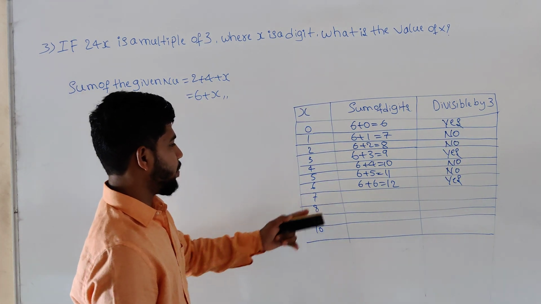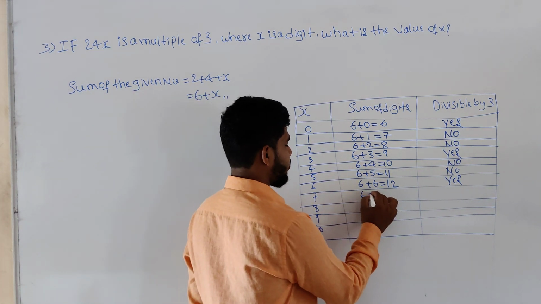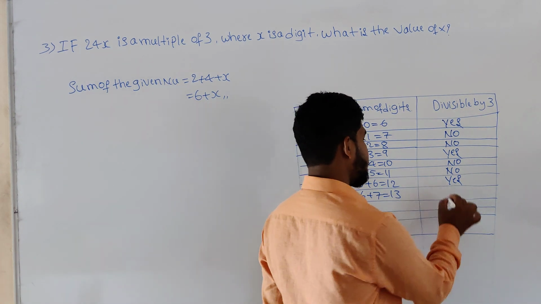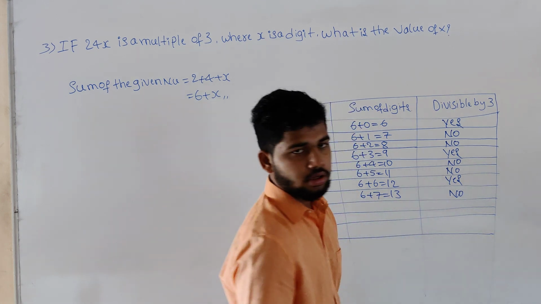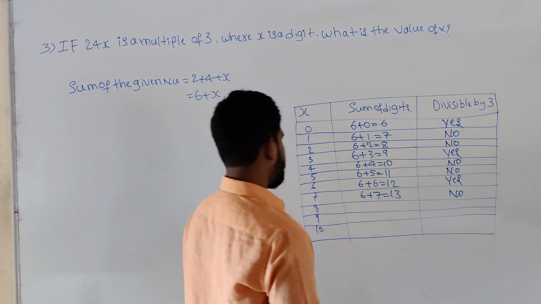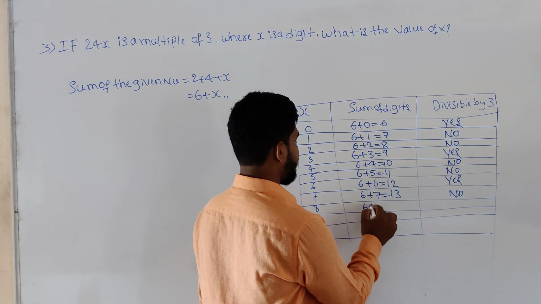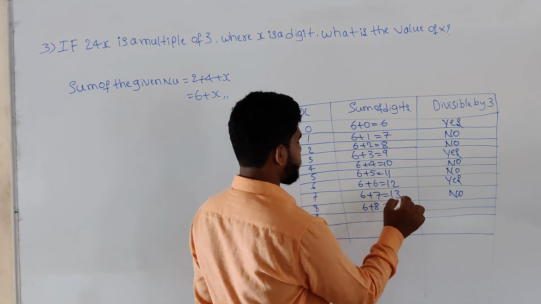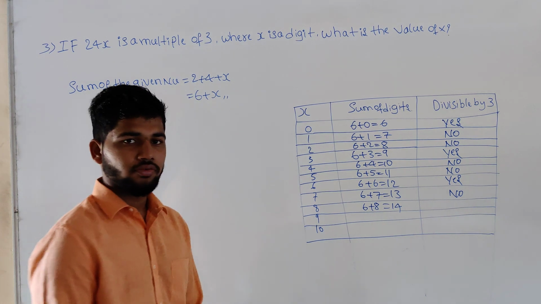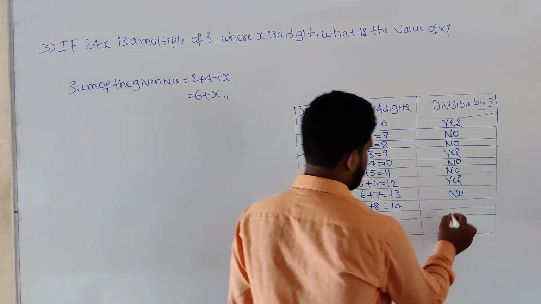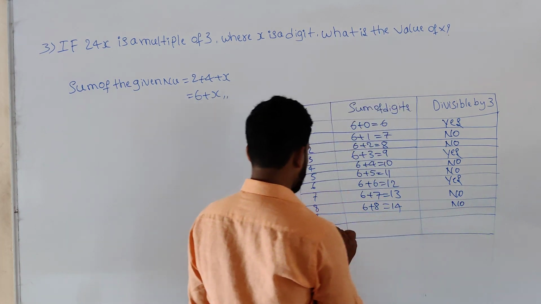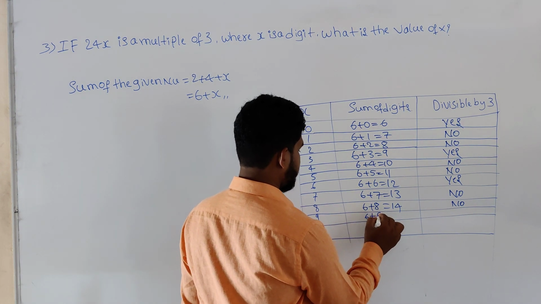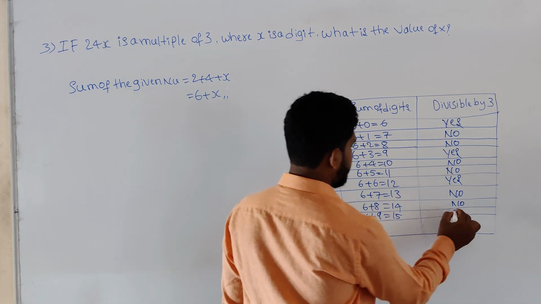Now in the place of x, if you are putting the value 7, 6 plus 7, you are getting the answer 13. It is not divisible by 3. Now in the place of x, if you are putting the value 8, the answer is 14. It is not divisible by 3. Now if you are putting the value 9, the answer is 15. It is divisible by 3.